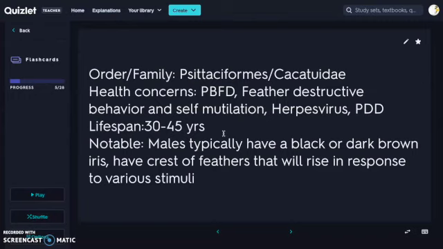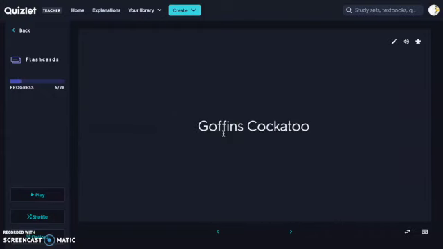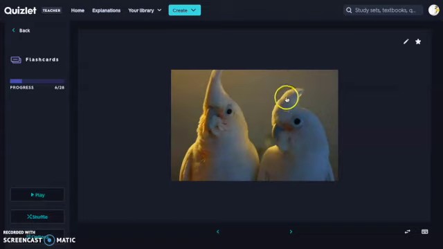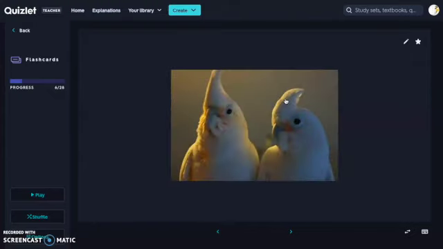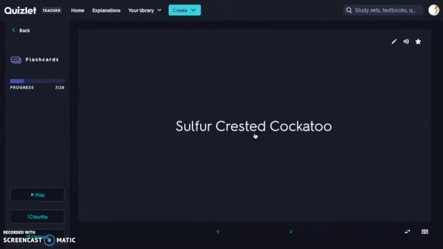Something of note is males typically have a black or dark brown iris, which is the eye, and then they have a crest of feathers that will rise in response to various stimuli. Both males and females will have that crest of feathers. And you guys have seen that before. So you have a little crest right here. This is a Goffin's cockatoo. Goffin's is one of the species of cockatoo. They are smaller, and we can see that light peach color around them. And then we have a sulfur crested cockatoo. Sulfur crested cockatoos are probably your more common cockatoos.